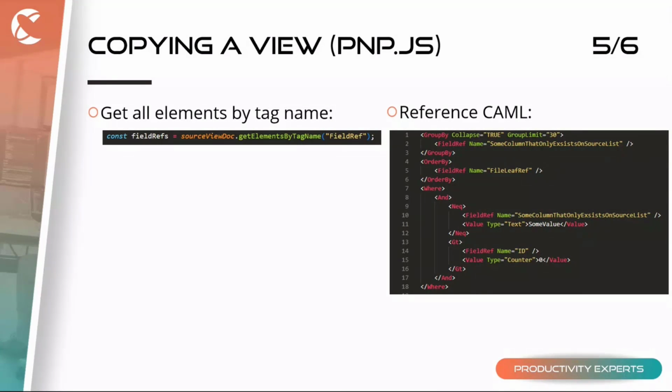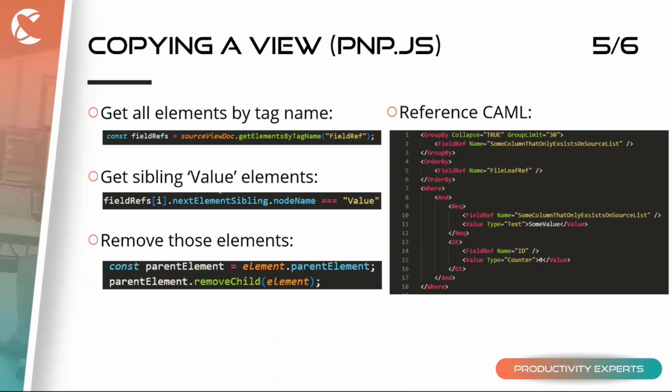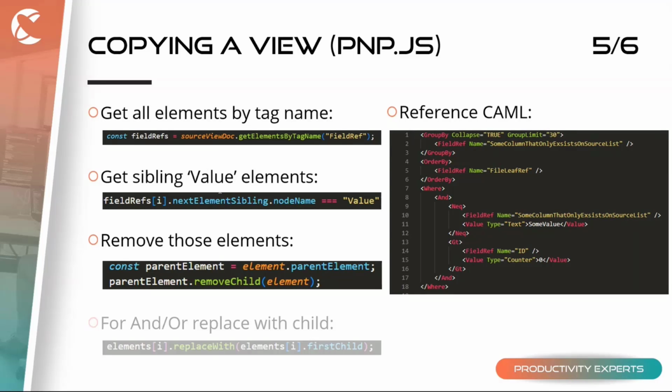So I can check if fields are in the CAML that are not on the target list. I can check, if I've got a field ref, is there a value node right next to it using nextElementSibling. I can remove those elements just from the CAML, from the XML elements. And I can also replace things.